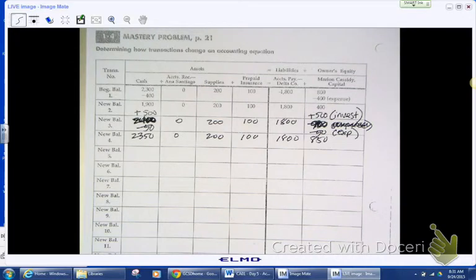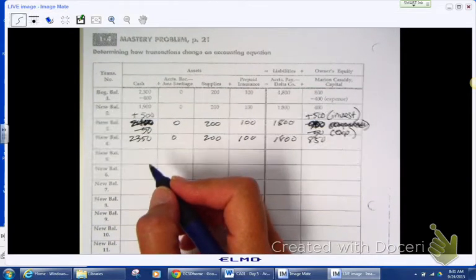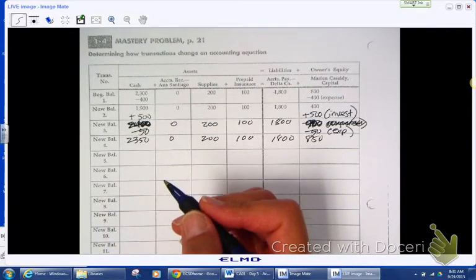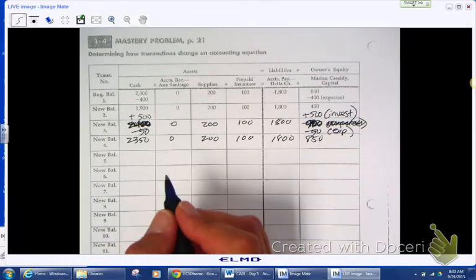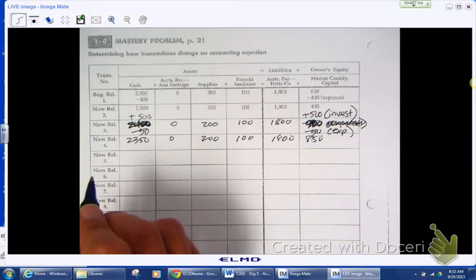Alrighty. Number 4. Eve. Received cash from sales, $1,025. Received cash from sales. Increase in cash.